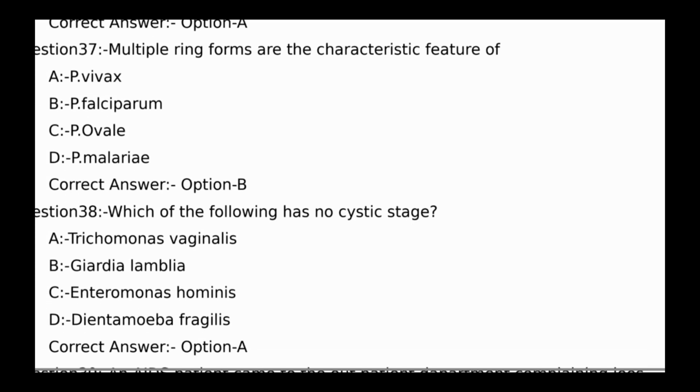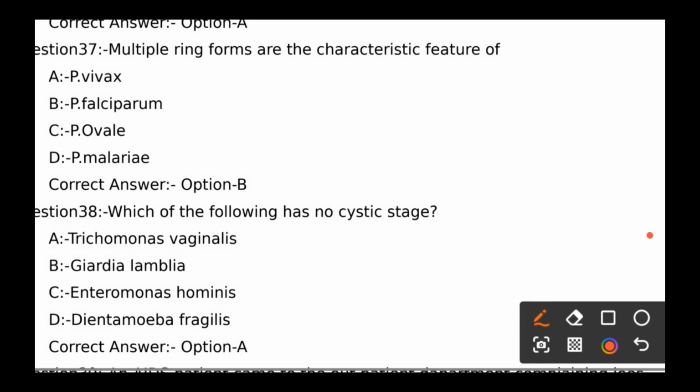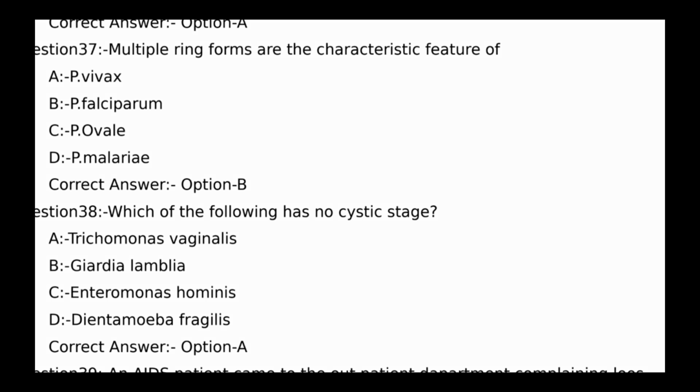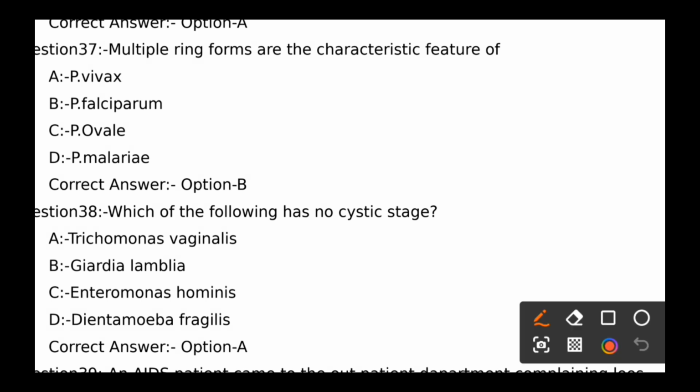Next question. Multiple ring forms are the characteristic feature of option A Plasmodium vivax, option B Plasmodium falciparum, option C Plasmodium ovale, option D Plasmodium malariae. Multiple ring forms. The right answer is option B Plasmodium falciparum.